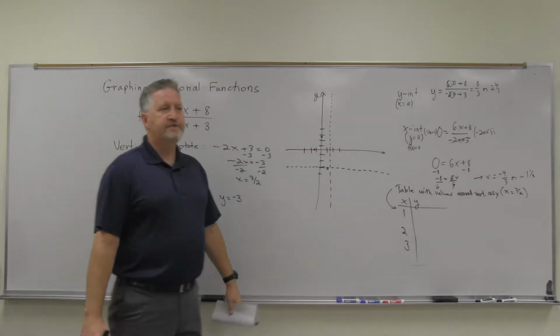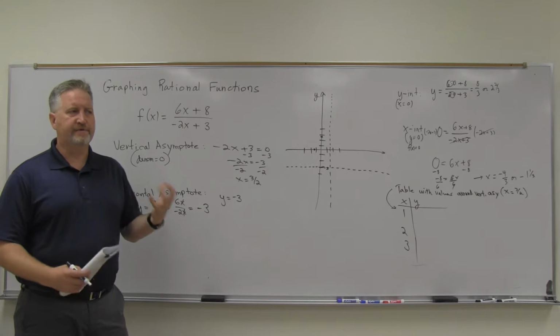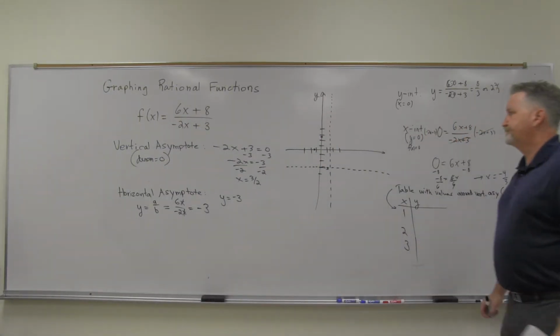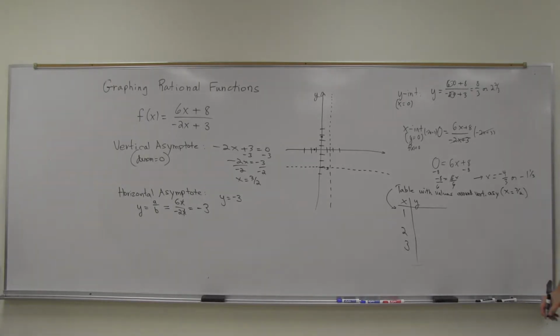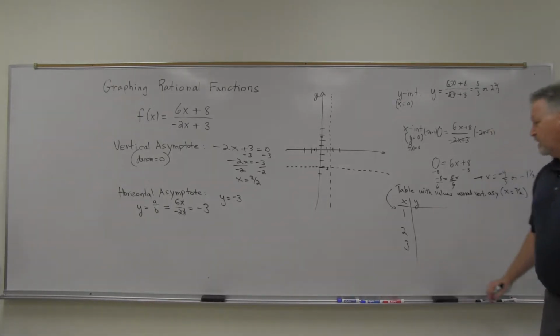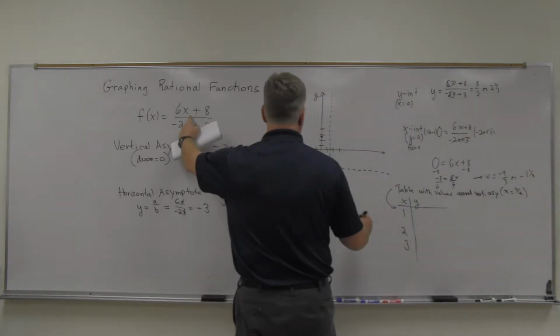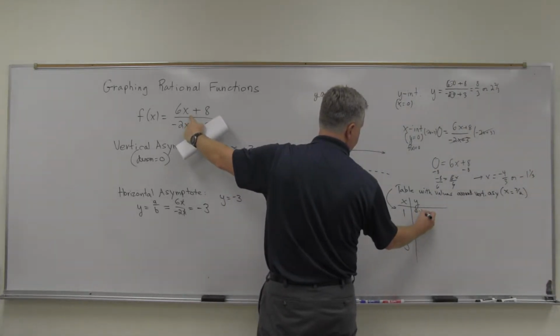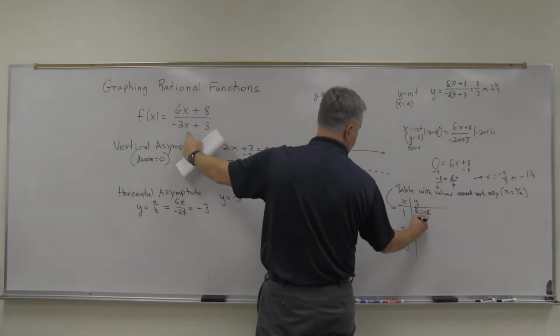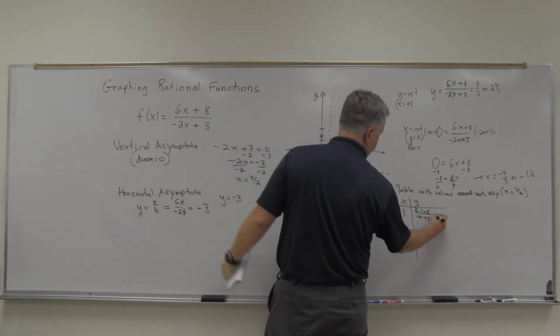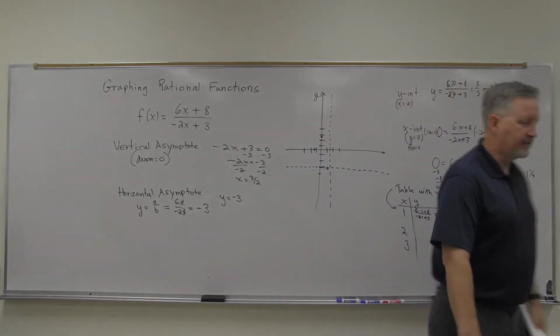So it's just getting a couple of values around, and that'll help us figure out a little more about what's going on here. All right, so if x is 1, what do we got? Plugging in x to be 1, so it'd be 6 times 1 plus 8 over -2 times 1 plus 3. You don't have to write all this out, I'm just showing you what I'm doing here.